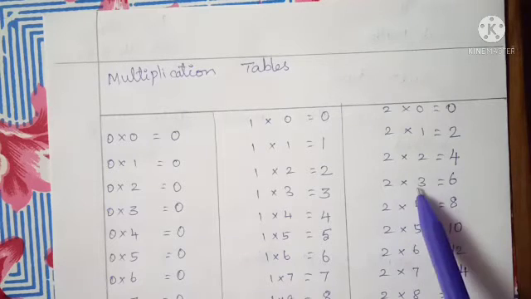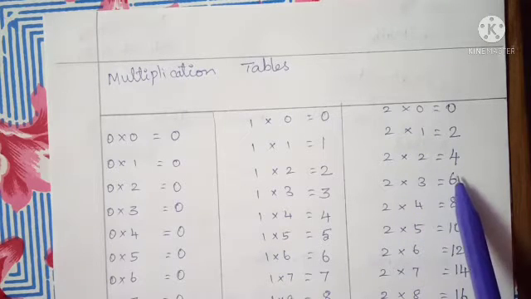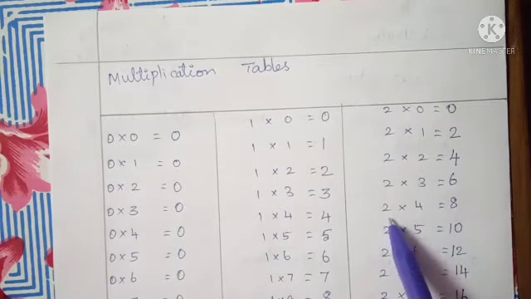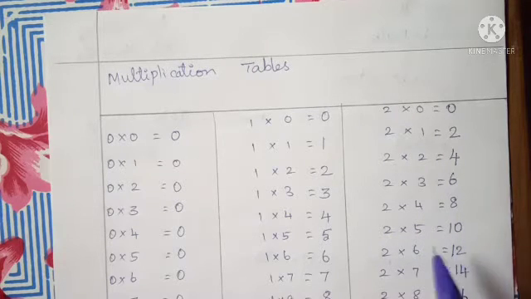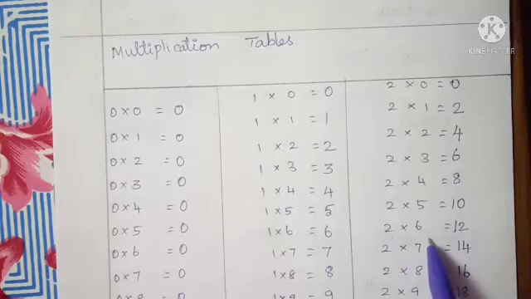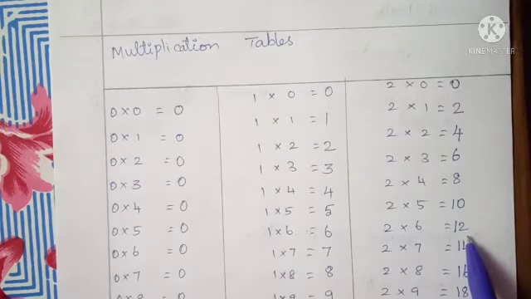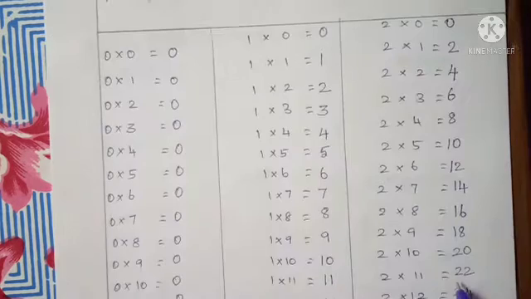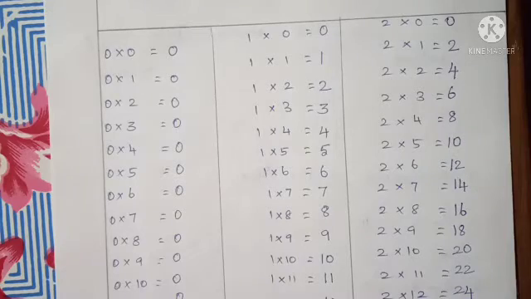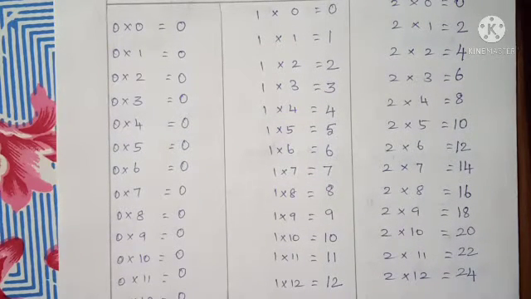Then the next one, 2 threes are 6. 2 fours are 8. 2 fives are 10. 2 sixes are 12. Then next, 2 sevens are 14. 2 11s are 22. 2 12s are 24. Learn carefully, children. Shall I move to the next topic?